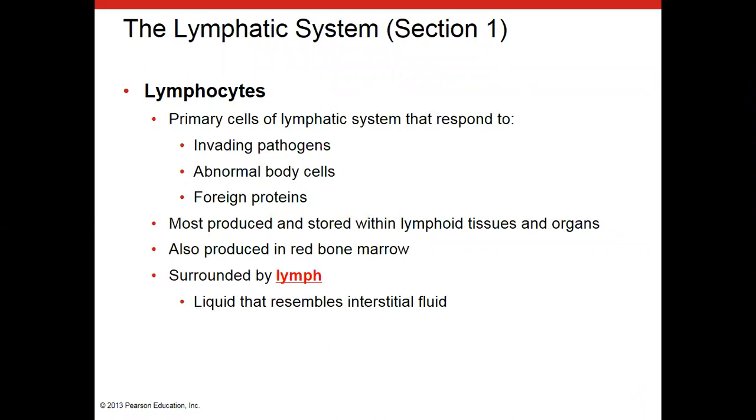They recognize what is not supposed to be in your body, and then fight those antigens to prevent infection or further infection. Most lymphocytes are produced and stored within lymphoid tissues and organs, but they're also produced in red bone marrow. They're surrounded by lymph, which is a fluid, a type of fluid connective tissue. When we talked about connective tissues, there are two types of fluid connective tissues. Blood is one, and lymph is a lot like blood minus the blood cells. There are no red blood cells in lymph, so it's a lot like plasma, the fluid component of blood.